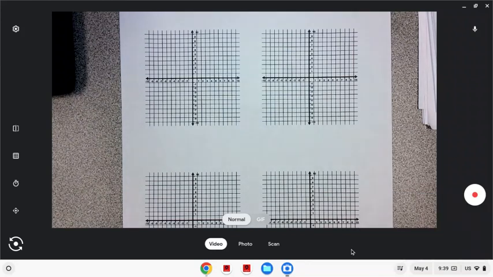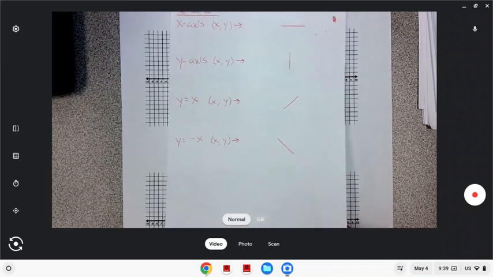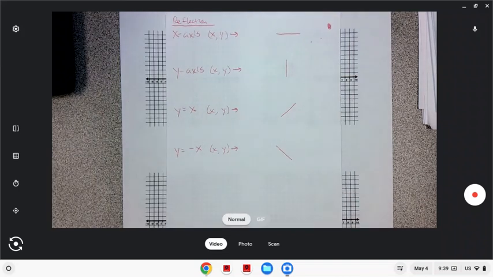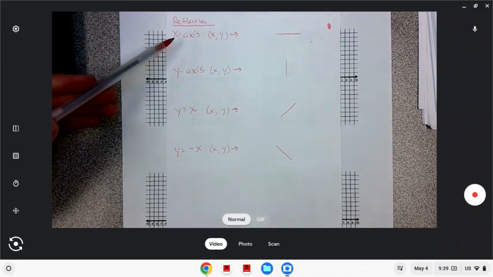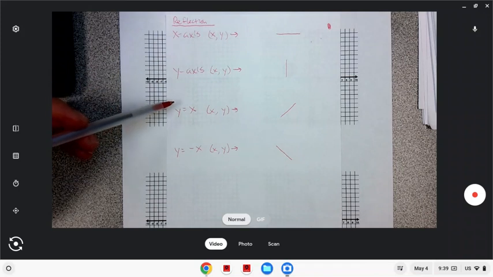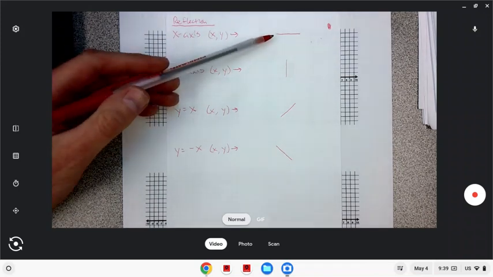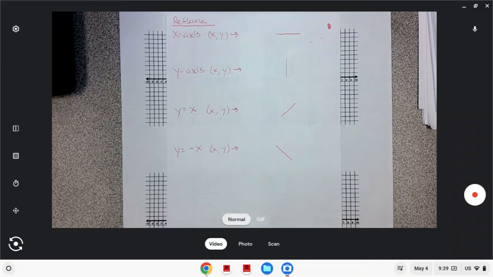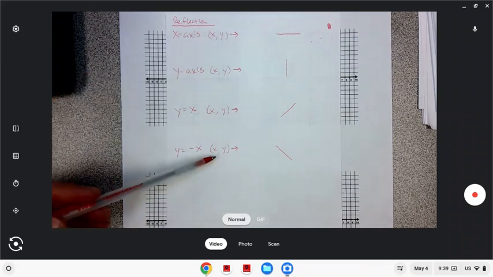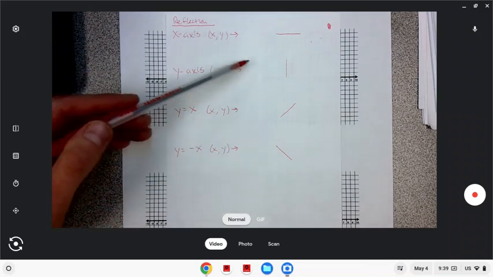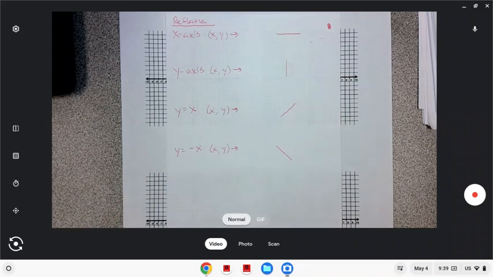I think I'm recording. You had asked about reflections, and there were four types of reflections: reflection across the x-axis, y-axis, across the line y equals x, and across the line y equals negative x. I've roughly sketched out what that looks like, and I'm going to write down some rules, but I'll also look at the pictures and describe those rules. I'll do this a little bit fast because it's a YouTube video, but here we go.